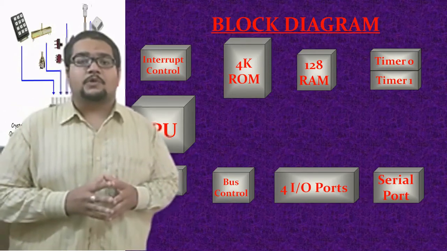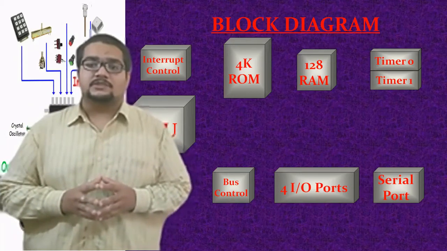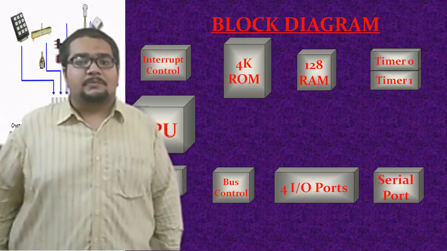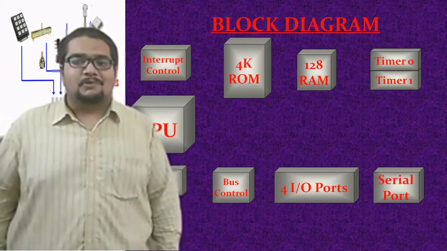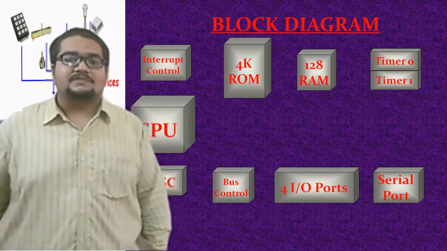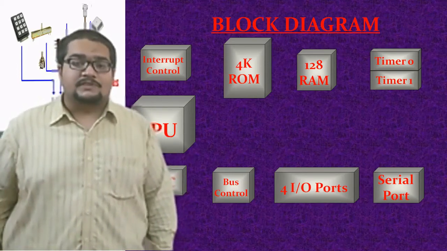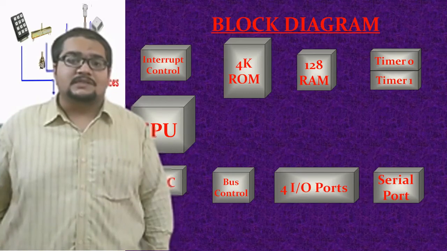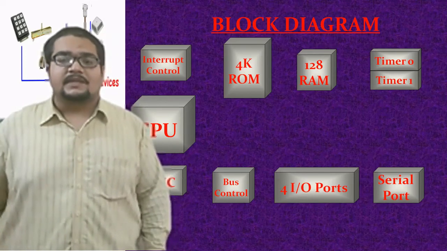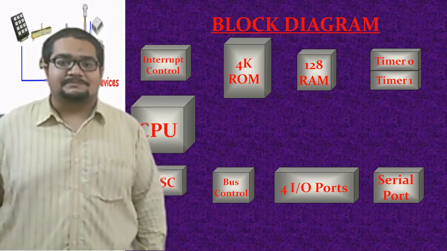And we have 4 input-output ports in this 8051. Namely, this processor's input-output ports are named port 0, port 1, port 2, and port 3. So these 4 I/O ports will be there. And lastly, we have a serial port also, about which in the features we talked about full duplex serial communication, or serial communication being possible in this 8051 system.